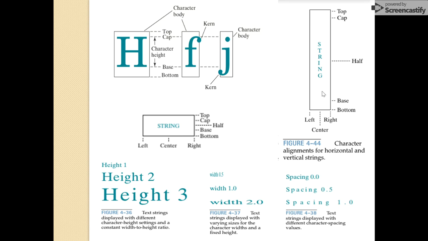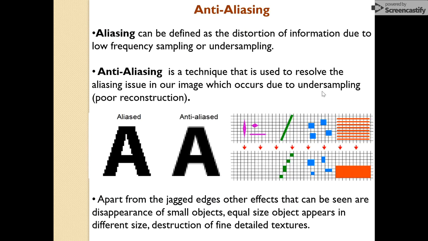Any string can be aligned in three ways: the left alignment, the center alignment, and the right alignment. In this way, the character alignments are there for the horizontal and vertical strings, where we can set the height, for around 1 pixel, or the width with half pixel, or the spacing can be no spacing, half pixel spacing, or 1 point spacing. So text strings are displayed with different character spacing values.